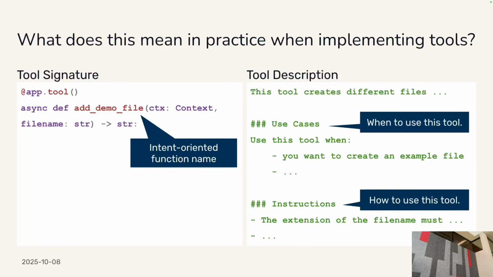For tool descriptions, what I found works really well is first you have a section called use cases where you just list in which situation you want the agent to call the tool, basically a dumb bullet point list.